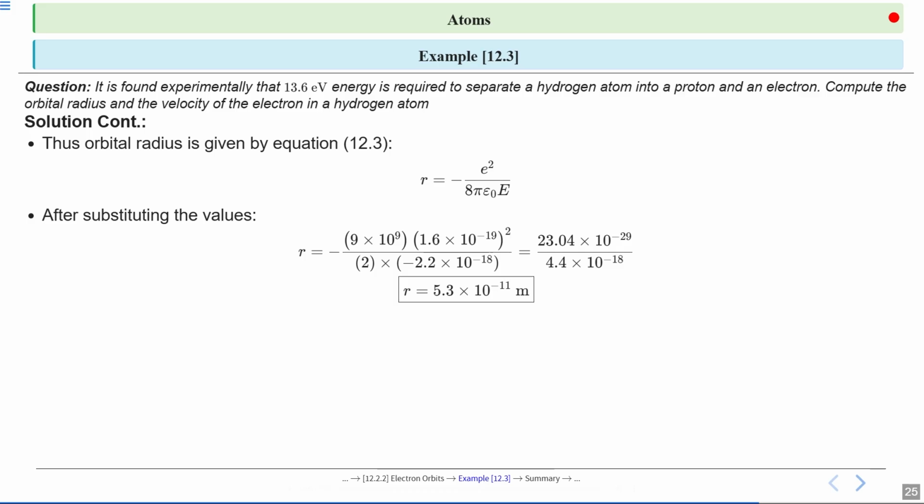Okay, it is called Bohr's radius and it's a fundamental constant in atomic physics. Its value is 5.3 times 10 to the power minus 11 meters. Okay, so it tells us the most probable distance between the electron and the nucleus in a hydrogen atom.